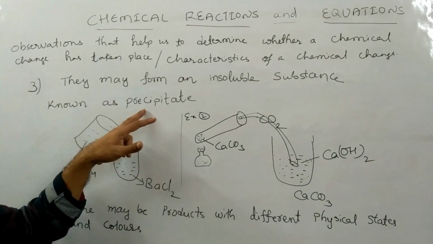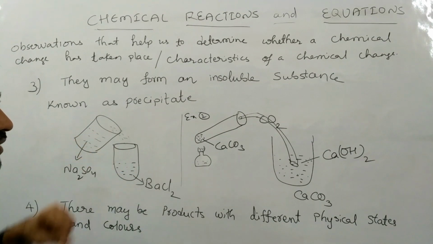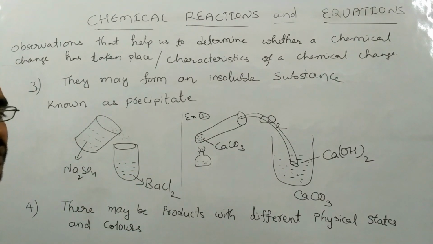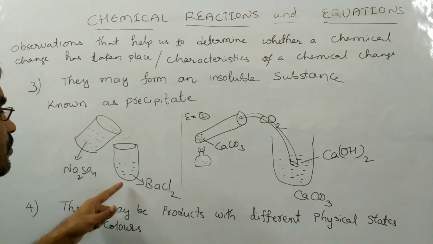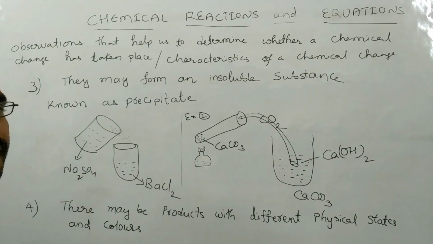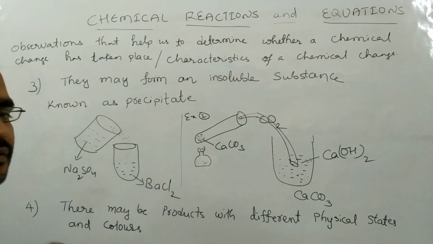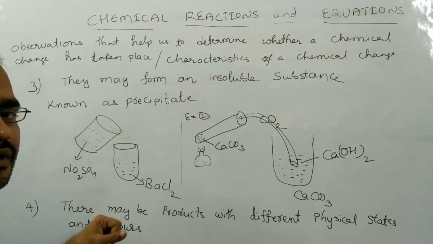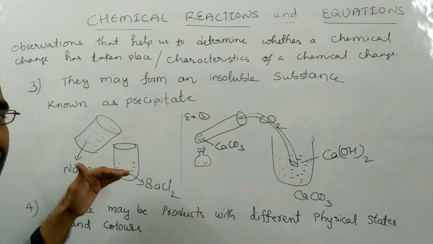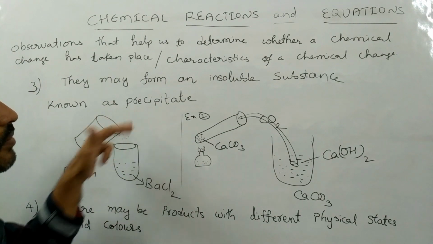Now for observing the precipitation, we have two examples here. Take two beakers, take distilled water in them and add sodium sulfate in the first beaker, barium chloride in the second beaker. Stir them so that both of them will dissolve. So that you will get transparent solutions of sodium sulfate and barium chloride. Now mix them. A white colored new substance will be formed and that won't dissolve in the solution. If you keep it for a long time without disturbing it, slowly that will settle down. So the newly formed substance which won't dissolve in the solution is called precipitate.